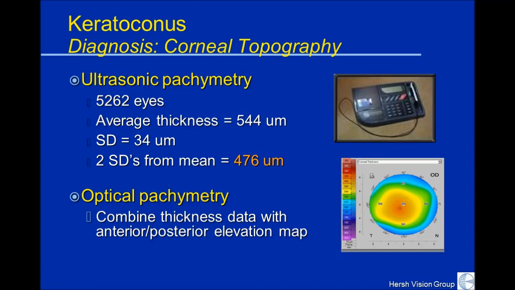Pachymetry, corneal thickness measurements, can be done either with ultrasound or with optical pachymetry, which yields a corneal map showing us where the thinnest parts and the thickest parts of the cornea are actually located.